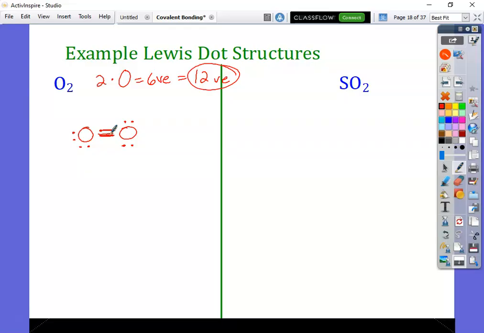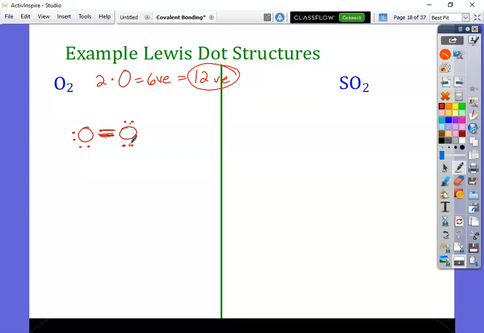So a little earlier when I mentioned using multiple bonds, this is an example of a multiple bond. So this oxygen now has 2, 4, 6, 8 electrons. This oxygen has 2, 4, 6, 8 electrons. And my total number of electrons in my structure is 2, 4, 6, 8, 10, 12.